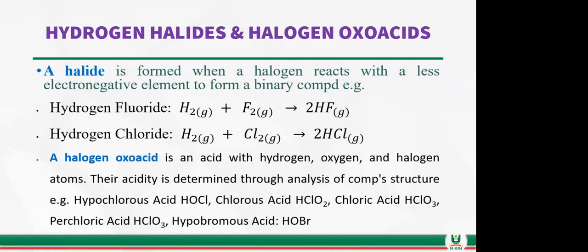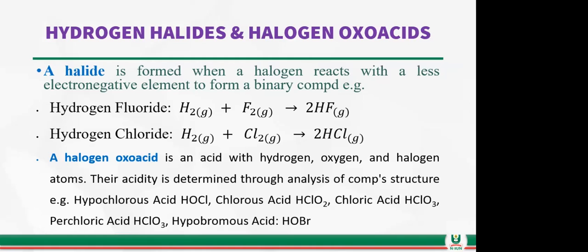A halide is formed when a halogen reacts with a less electronegative element to form a binary compound. Examples are the formation of hydrogen fluoride, hydrogen chloride, hydrogen bromide. Hydrogen is less electronegative than fluorine. So in the gaseous state, when hydrogen reacts with fluorine, you are going to be getting a gas called hydrogen fluoride. The same thing with chlorine, you are going to be getting hydrogen chloride.